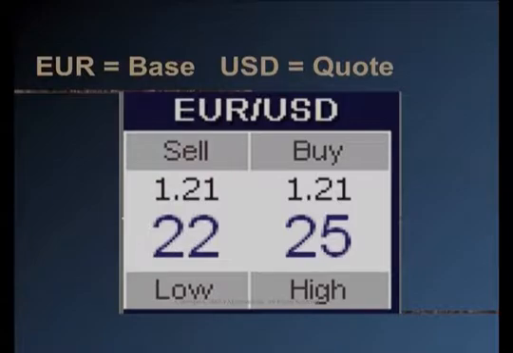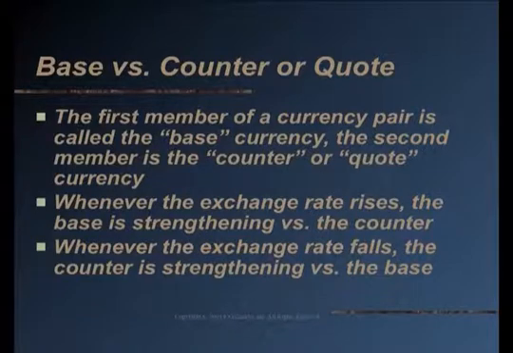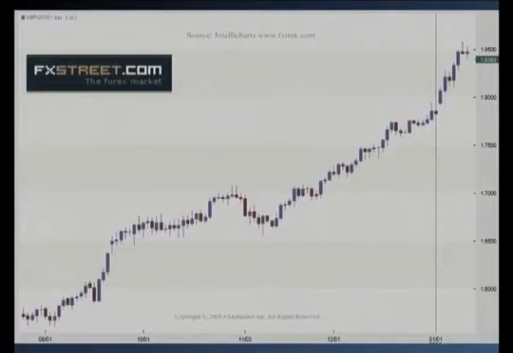Now, there are two currencies in every pair. The first member of each pair is called the base currency. The second member of every pair is called the counter or quote currency. Whenever the exchange rate rises, that means that the base currency, the first member of the pair, is strengthening versus the second member of the pair. If, on the other hand, the exchange rate is falling, that means that the counter currency is strengthening and the base currency is the one that is falling. So if we take a look at a chart, for example, and we see that the exchange rate is rising, that means that the base currency is strengthening versus the counter currency. Doesn't matter which pair you're trading, that is always true. That's a constant.